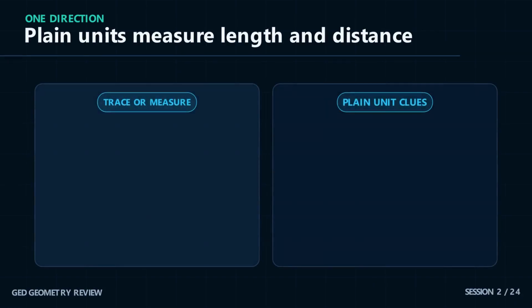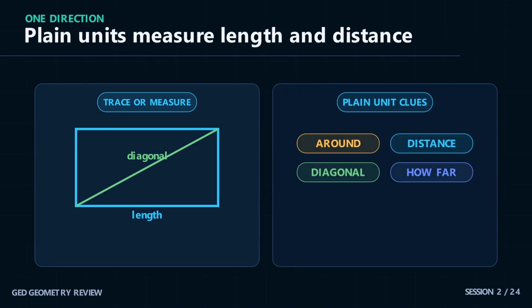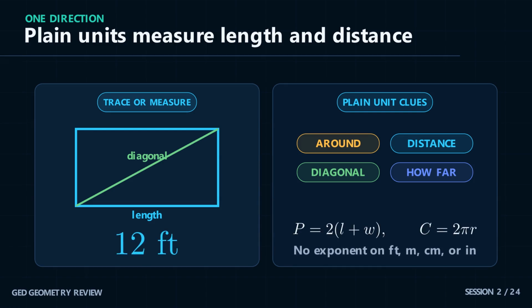Plane units measure distance along one direction. Use them for length, width, height, perimeter, circumference, and diagonals. If a question asks how far around a rectangle, the answer is a perimeter in feet, meters, or another plane unit. If it asks for the distance around a circle, that is circumference, also in plane units. Watch for clue words such as around, distance, length, perimeter, circumference, diagonal, and how far. No exponent is added to the unit.